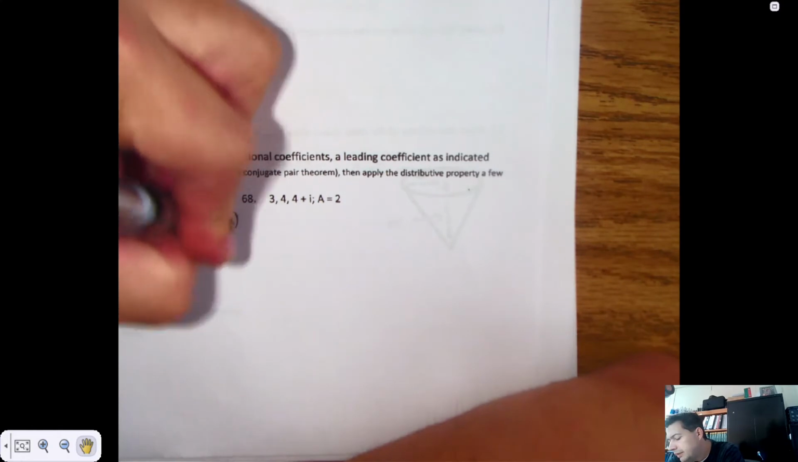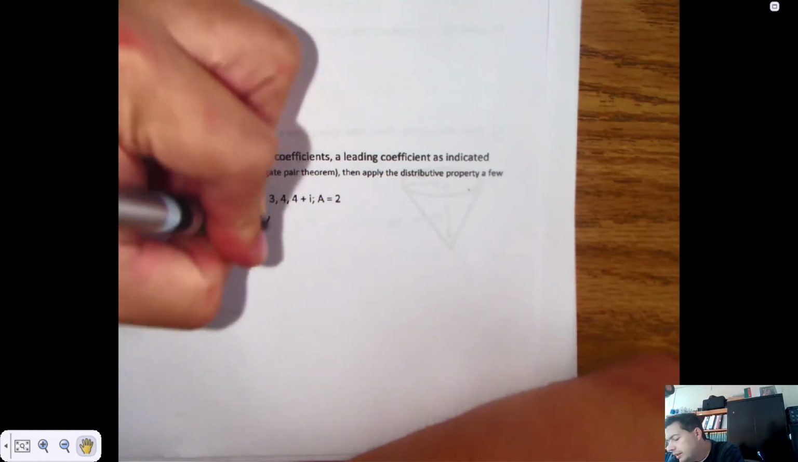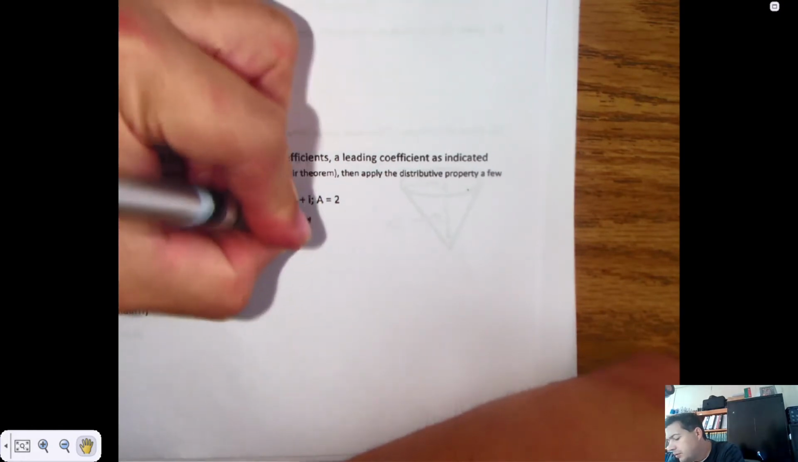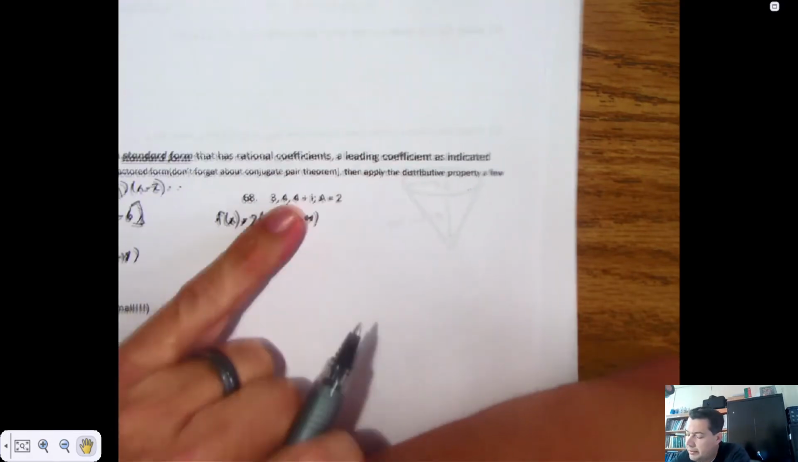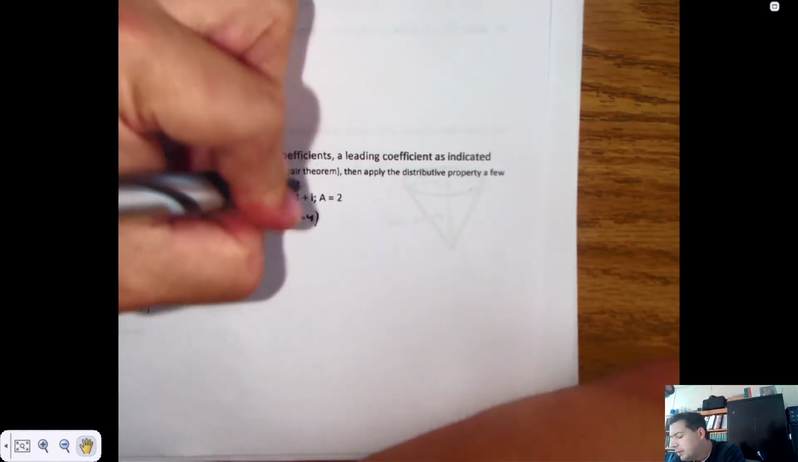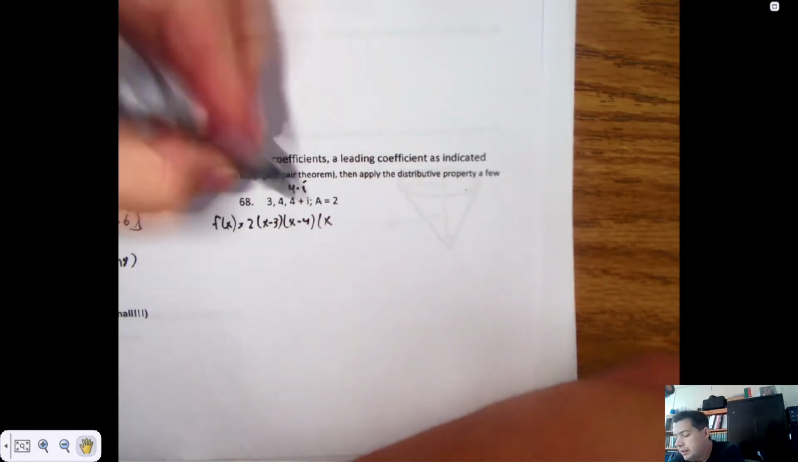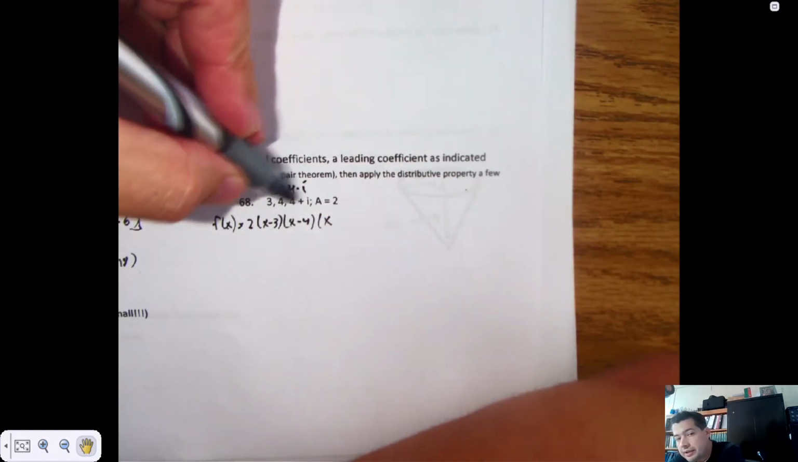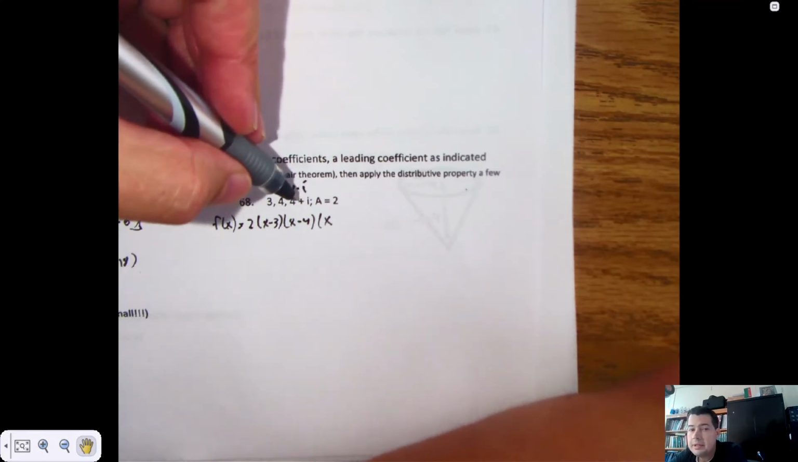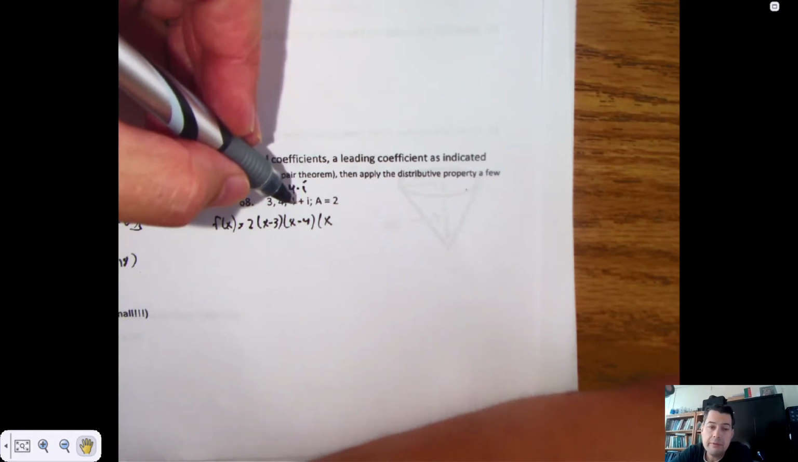On to 68. It tells me that a is 2, f of x is twice x minus 3 times x minus 4. By the way, if this is a 0, its conjugate 4 minus i is also a 0. Now, when I take away both of these terms, their signs are going to change. Whenever you enter parentheses, signs change. I don't care what you are, what you look like. If you're a smiley face, you become a frowny face. Actually, you just become a negative smiley face.